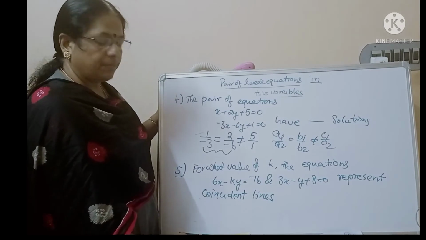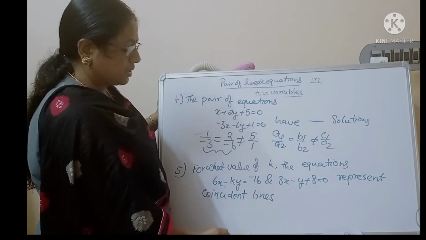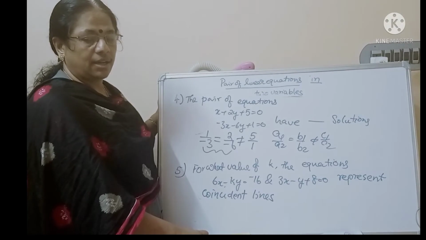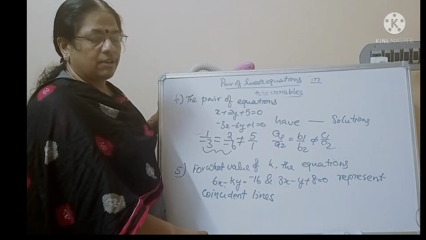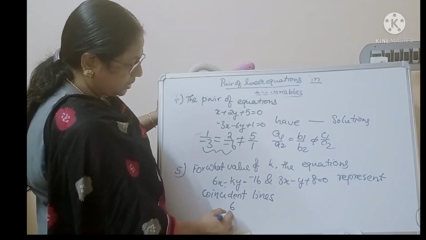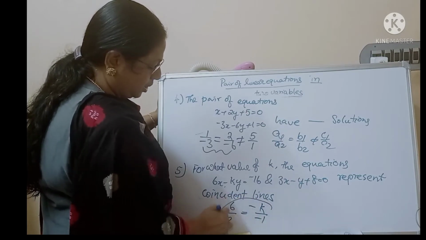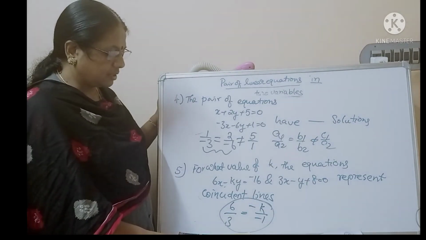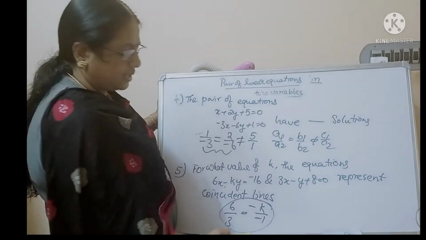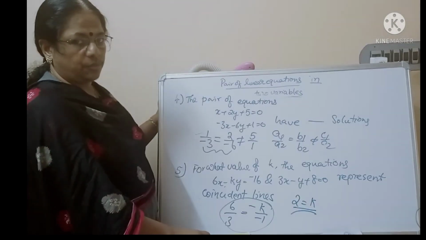Then the fifth one. For what value of k do the equations 6x minus ky equal to negative 16 and 3x minus y plus 8 equal to 0 represent coincident lines? Coincident lines means a1 by a2, b1 by b2 and c1 by c2 are equal. So let us take 6 by 3 equal to negative k by negative 1. So 6 by 3 is 2, and negative k by negative 1 is k. So 2 equal to k. So the value of k is 2.